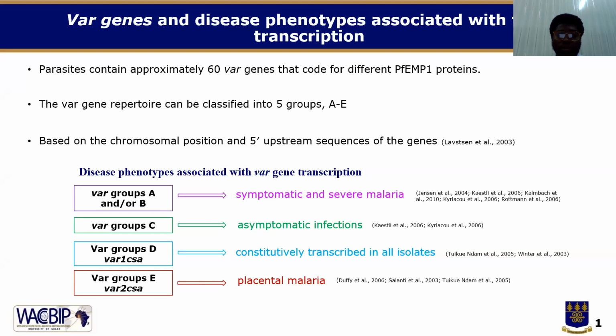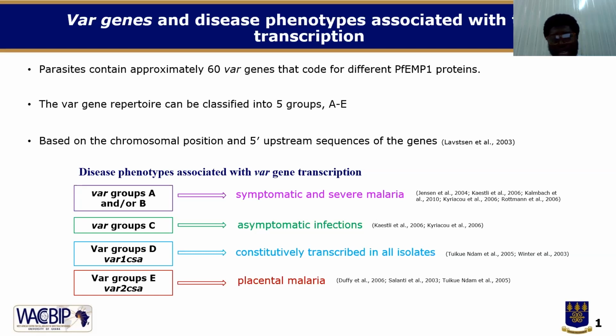So what we do know is that critical to disease phenotypes associated with falciparum infections are VAR genes and the PfEMP1 proteins they encode. There are about 60 of these VAR genes that encode different PfEMP1 proteins. The VAR gene repertoire can be grouped into 5, from groups A to E. Now this grouping is based on the positions of the genes on the parasite chromosomes, or certain sequences on the upstream sequence positions of these genes.